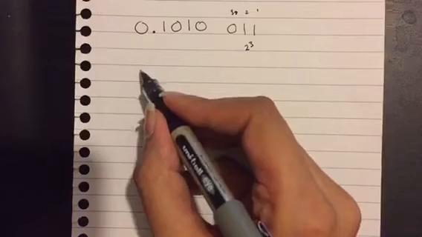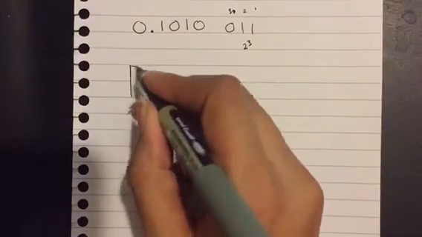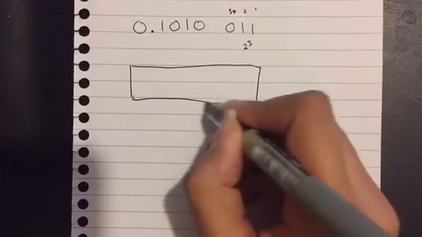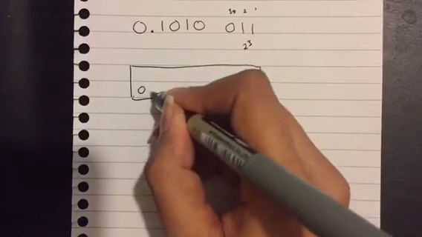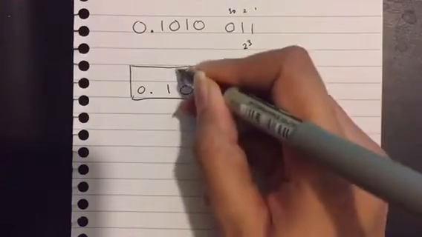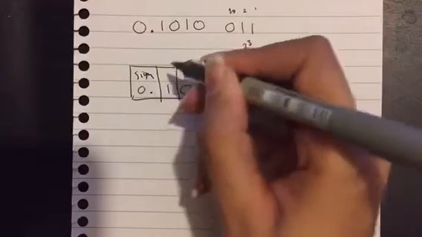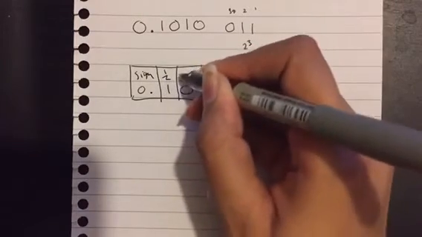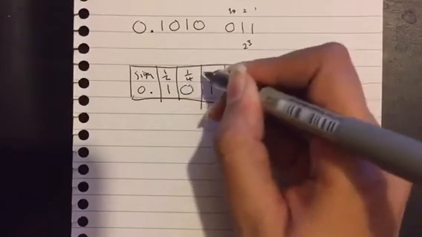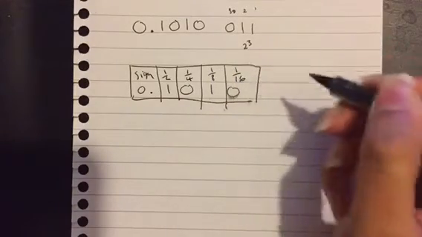Now let's work out what the actual number is. So I'm just going to make a new table here. So we've got 0.1010. So we've got the sign there. We've got a half, quarter, 1/8, and a 16th.